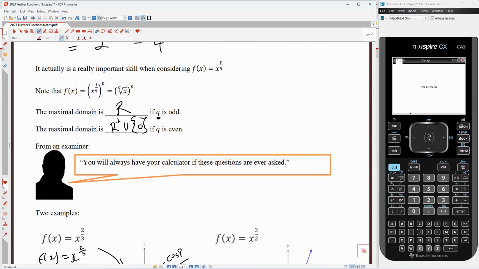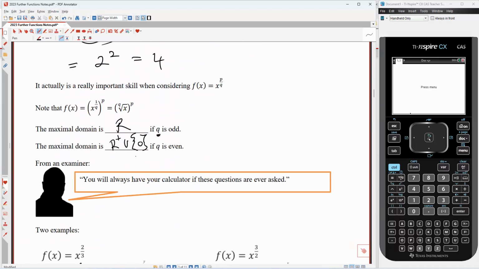Alright, so some funny looking graphs here, and my mate who examines fairly heavily says you will always have your calculator if these questions are ever asked. So do consider just going to your calculator and graphing the function just to check it out.